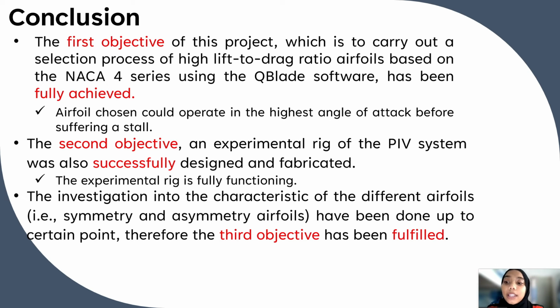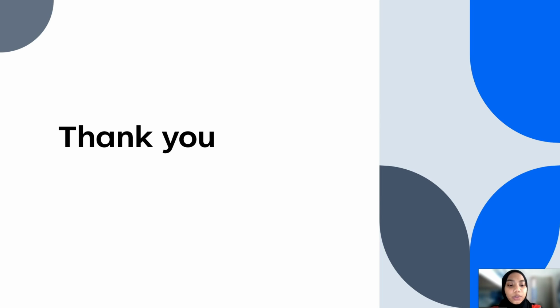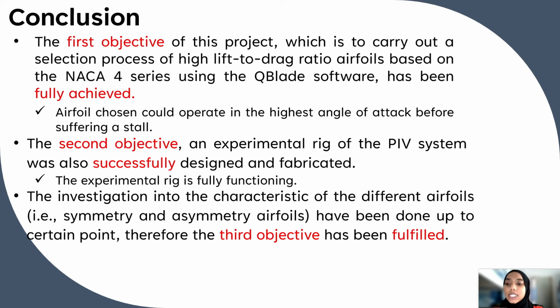I would like to say that the experimental rig is fully functioning during the experiment, and though localized vortices occur in some cases of the airfoils, the measured data have shown that the velocity vectors indicate the differences in the lift to drag ratios among the airfoils. So the investigation into the characteristics of the different airfoils has been done up to certain points. Therefore, the third objective has been fulfilled.